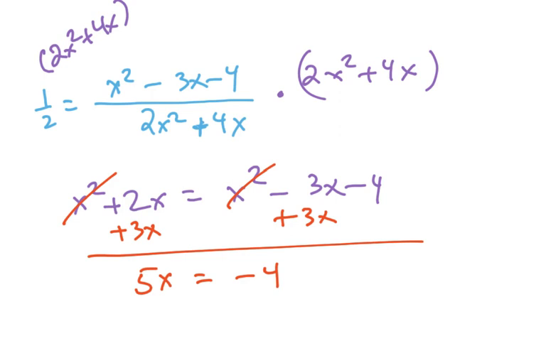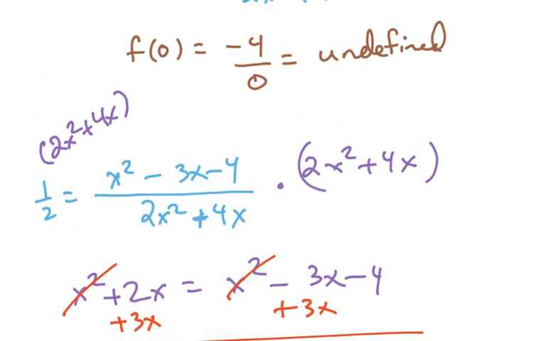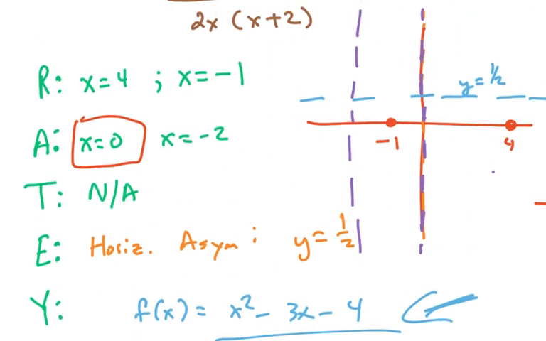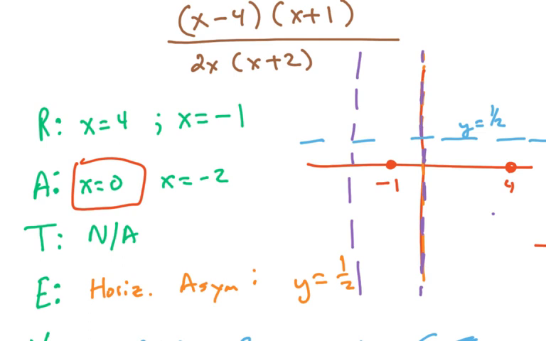And then I'm going to divide through by 5. X, ran out of space. X equals negative 4/5. So what that means is at x equals negative 4/5, which would be right here, it's going to cross the asymptote. So we know it's crossing the asymptote. Okay, so we have an idea what the picture looks like.